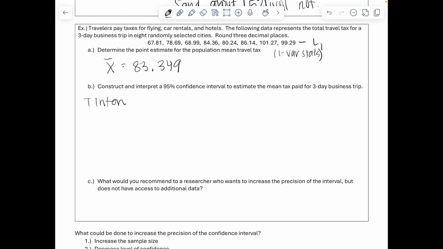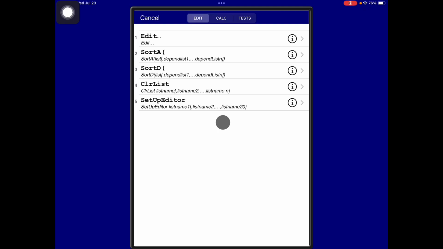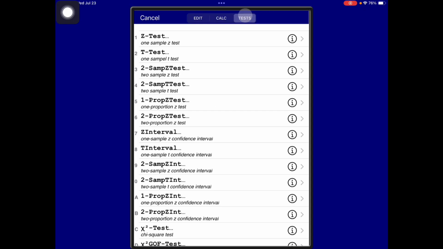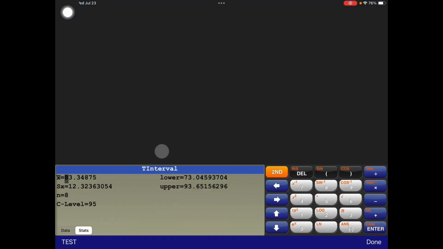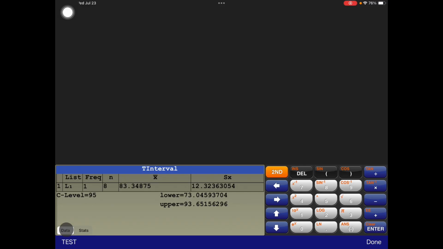So we are going to be using t-interval, and this time we have to go to data. On the graphing calculator, we're going to go to Stat, Tests, TInterval, and for this one we have data. And since we typed all of our numbers in L1, that's where my list is. Frequency is set to 1. And you'll notice you do actually get X bar using t-interval also. And this does match what you had in part A.